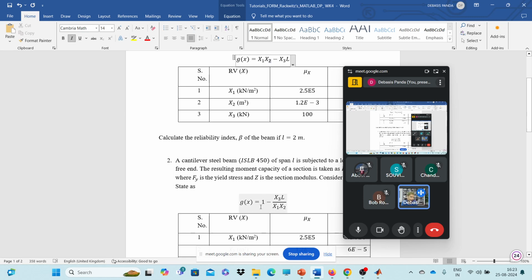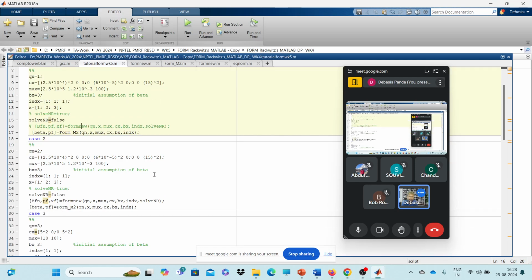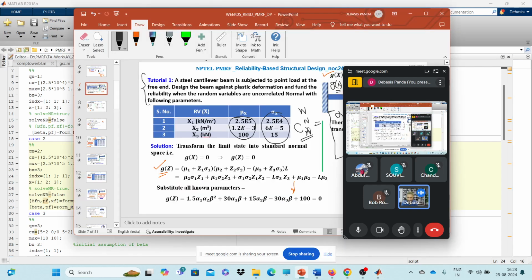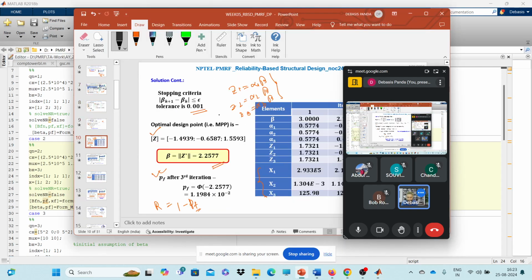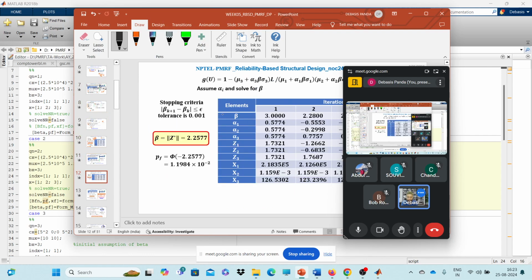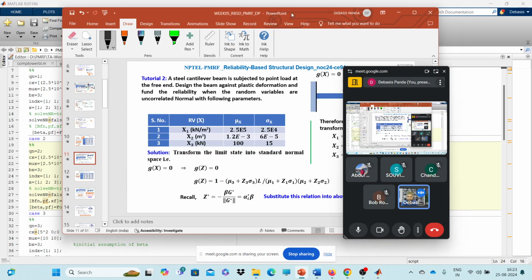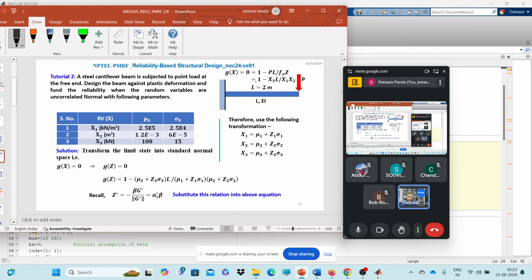Now if we change the limit state in that format, let's see, is there any change for our beta? Recall that while we were solving the problem using the mean value first order second moment method, we saw that when we changed the limit state, the final estimate of beta changed, right? Now we will change the limit state to this format. So the limit state is now g(x) equals 1 minus x3 L by x1 x2, right?